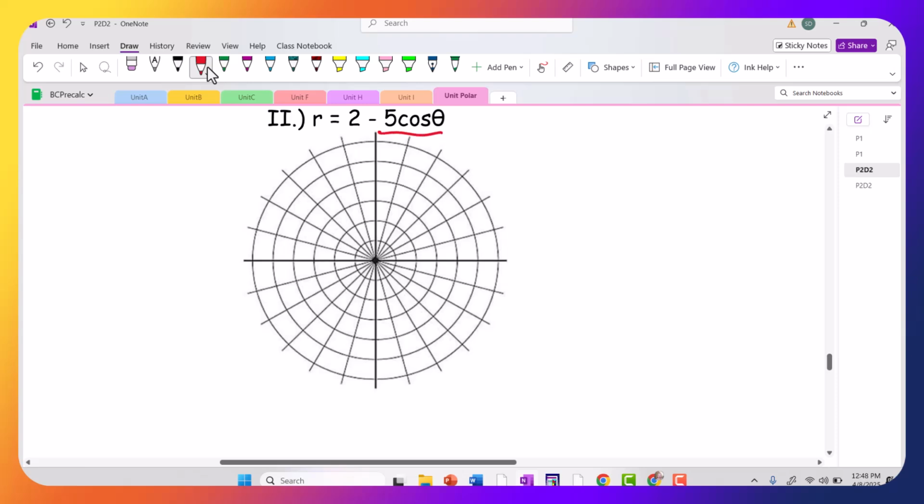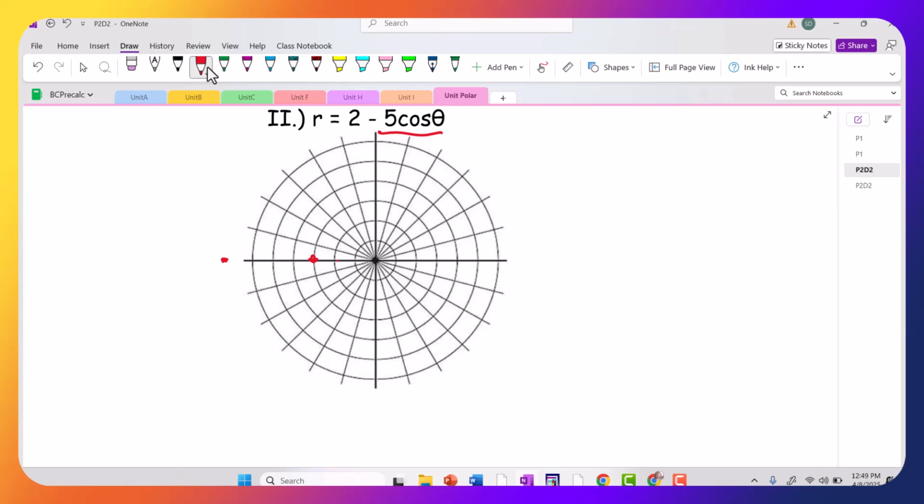Right, left, up, or down. Where's the majority of it? Left. What's 5 plus 2? 1, 2, 3, 4, 5, 6, 7. What's 5 minus 2? 1, 2, 3. That's where the loop ends.